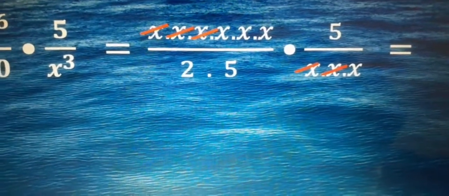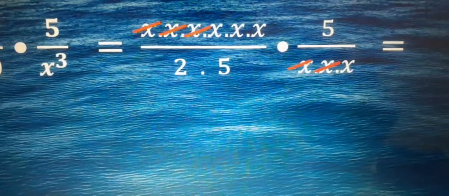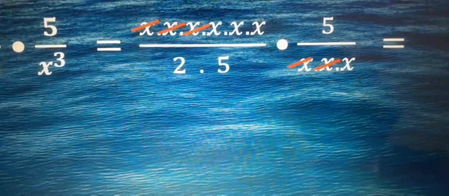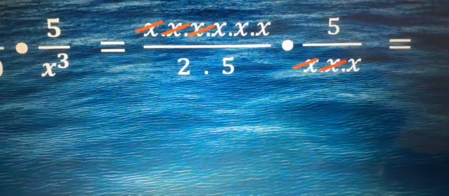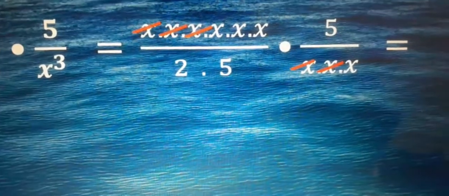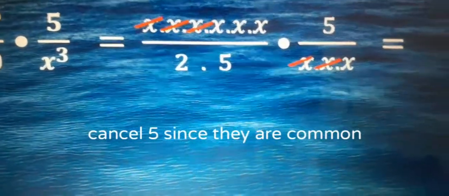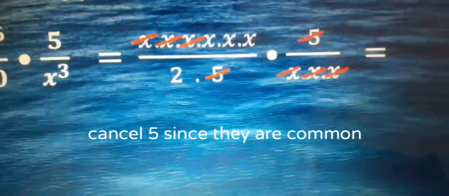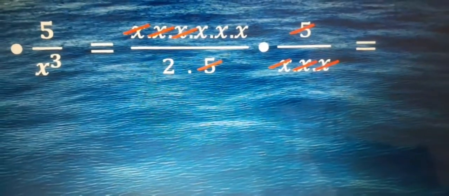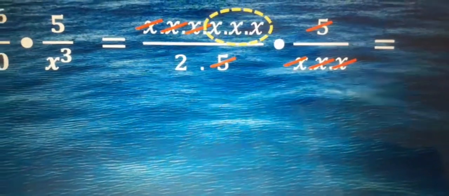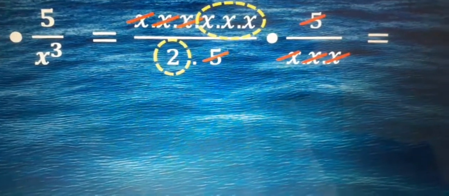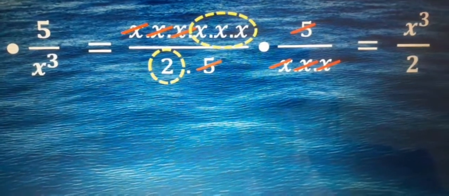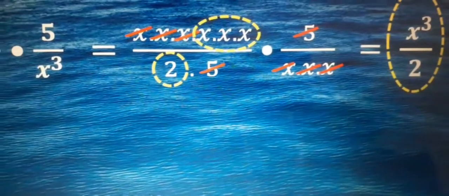Tingnan din po natin yung atin pong constant number, which is equal to 2 multiplied by 5, which is the denominator of the multiplicand, and 5, which is the multiplier of our given expression. So we can also cancel out 5 and 5. Then the remaining factors are 3 x and 2. And therefore, ang ating magiging final answer is equal to x cubed over 2.